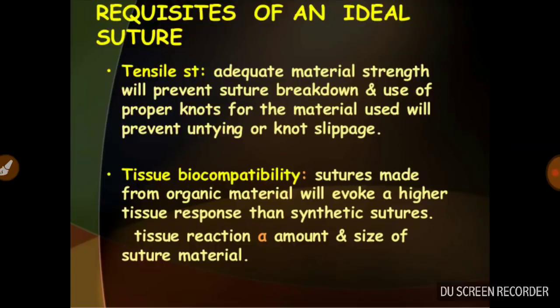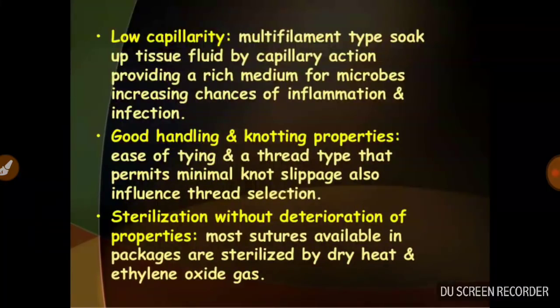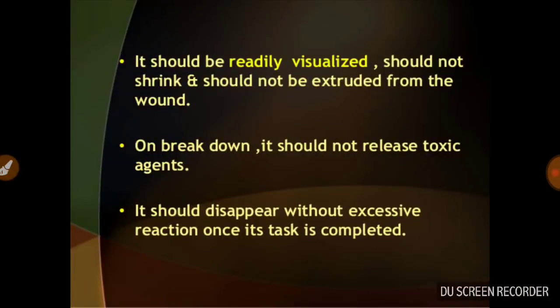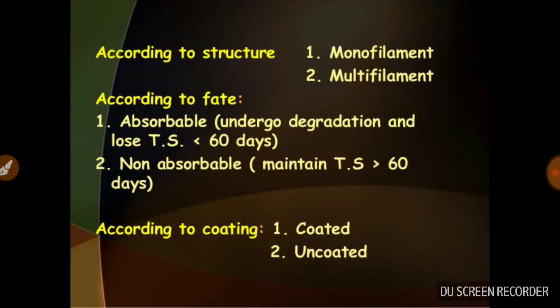Now, how should an ideal suture be? It can be one of the important questions. Tensile strength, tissue bioavailability, low capillarity, good handling and knotting properties, sterilization without deterioration of properties. These were some of the important characteristics of ideal sutures. Non-allergic, non-electrolytic, non-carcinogenic, should be usable in any operation, low cost, should not fray, should slide through tissue readily, and should not slip after time. Should be readily visualized, should not shrink, should not be extruded from the wound. On breakdown, it should not release toxic agents, and it should not disappear without excessive reaction once its task is complete. So these were some of the important characteristics which can come as a simple MCQ in your exam.